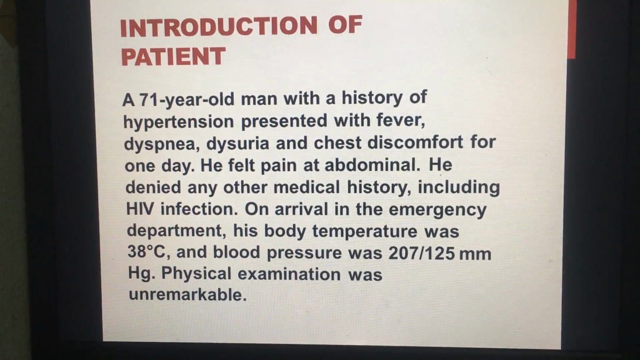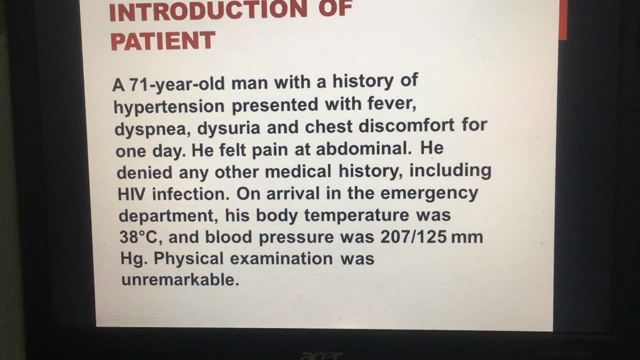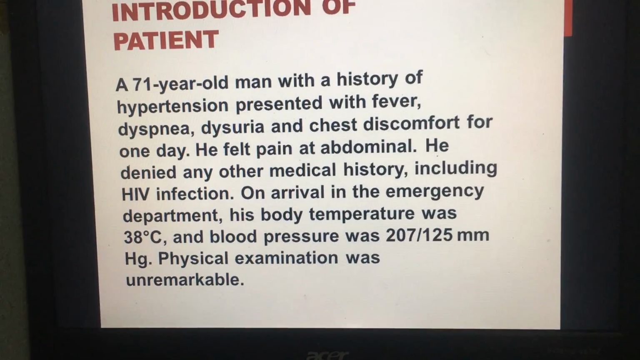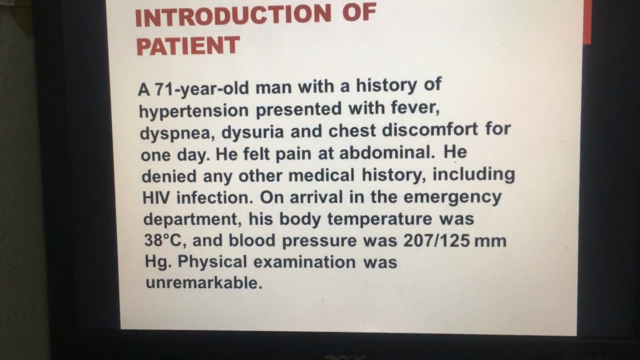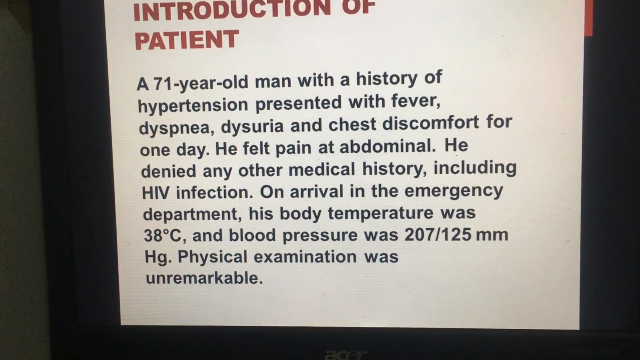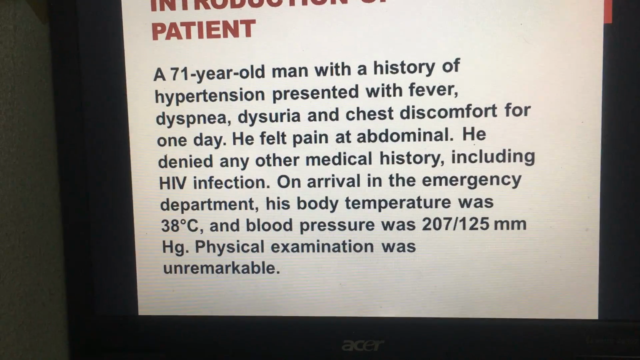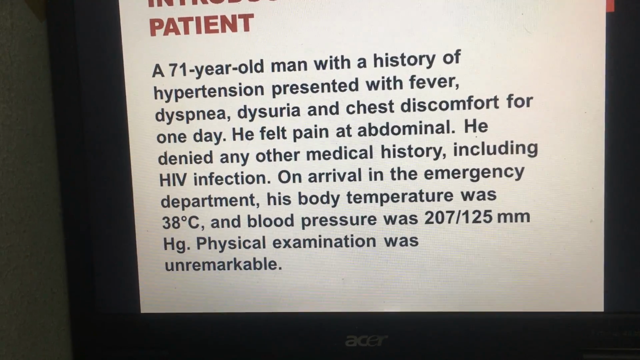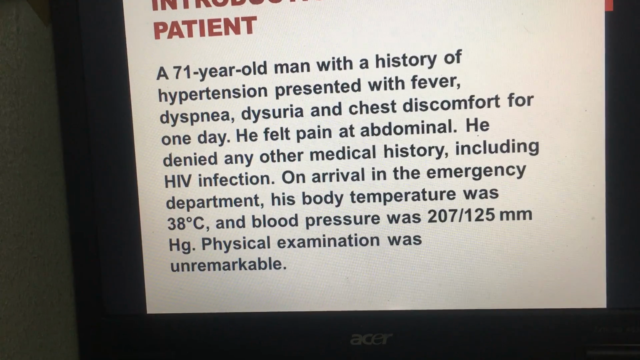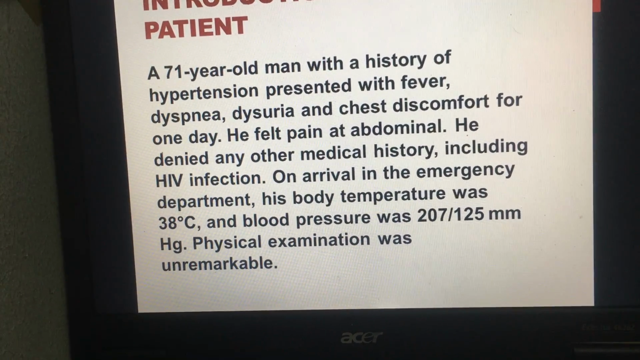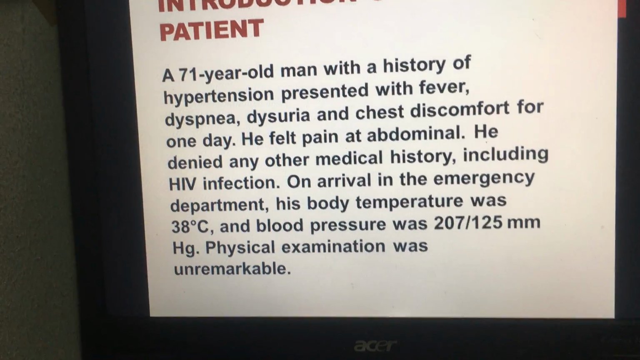Okay, next we are going to introduce the patient. A 70 year old man with a history of hypertension presented with fever, dyspnea, dysuria, and discomfort for 1 day. He felt pain in the abdomen. He denied any other medical history, including HIV infection. On arrival at the emergency department, his body temperature was 38 degrees Celsius and the blood pressure was 207 over 125 mmHg. The physical examination was unremarkable.